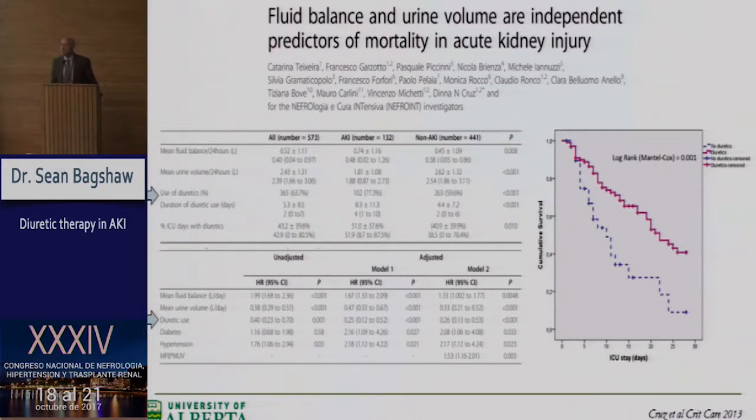But what this study also showed in both unadjusted and adjusted analysis is that the use of diuretic therapy, right here, seemed to be associated with a decreased hazard for death. So if you were exposed to diuretic therapy, you seemed to have a greater probability of survival, and that's what's shown here in the survival curves, right? The red line represents patients with acute kidney injury exposed to diuretic therapy, whereas the blue line represents patients who were not exposed to diuretic therapy.